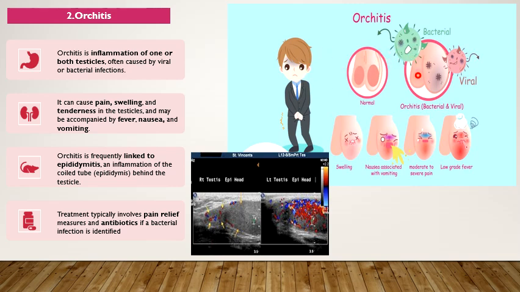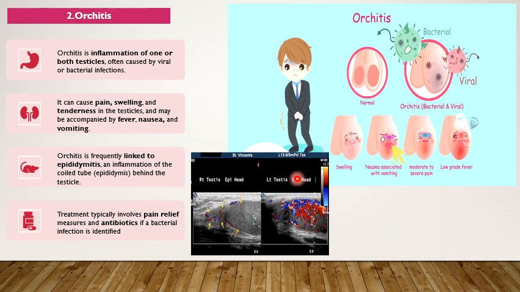All right, and this is the chart to show you orchitis. It can have a bacterial cause or a viral cause. And this is a normal testis. Here you see the testis is swollen. Orchitis can be bacterial or viral, and I'm sure you are all very familiar with viral mumps orchitis.